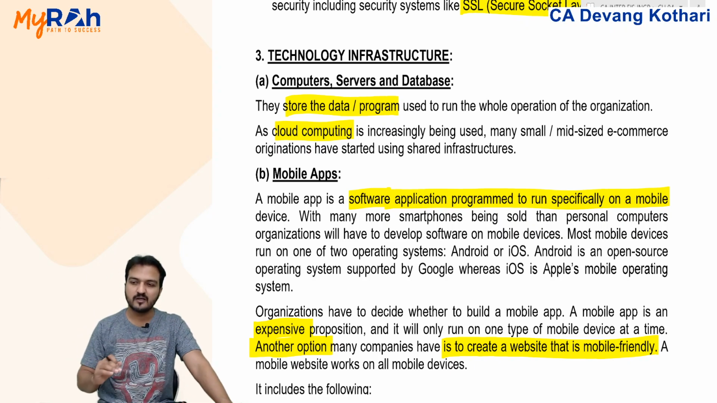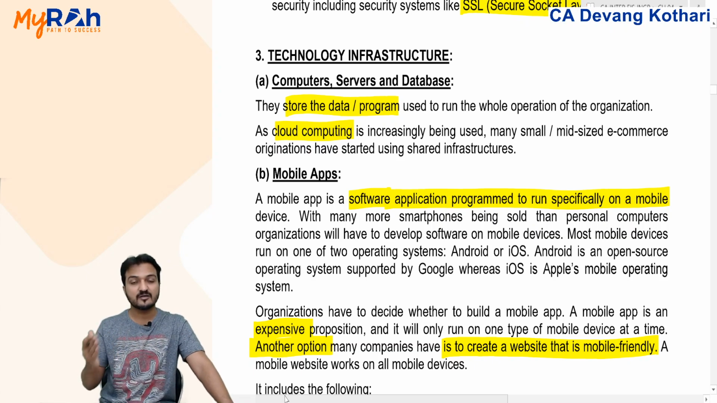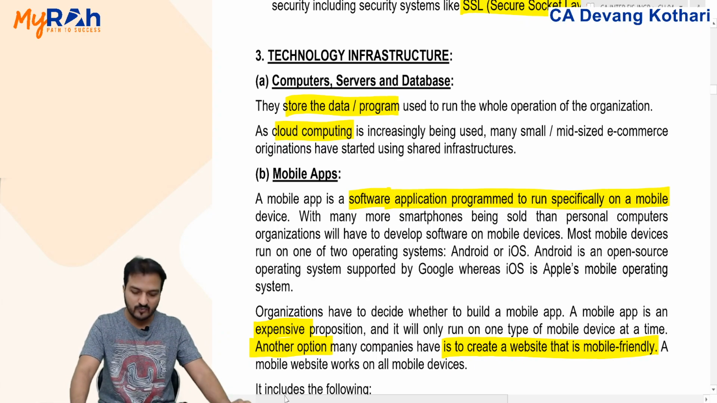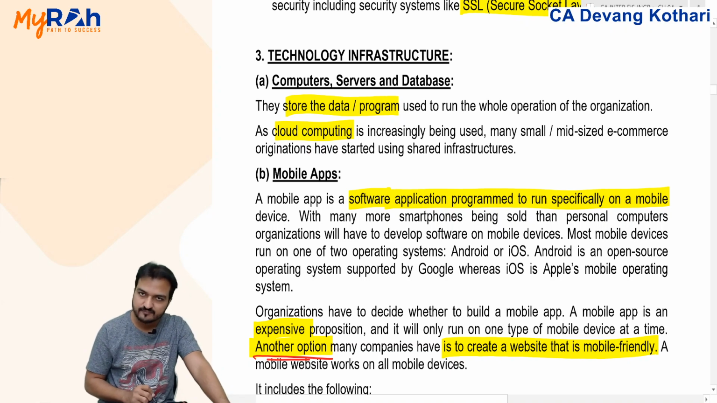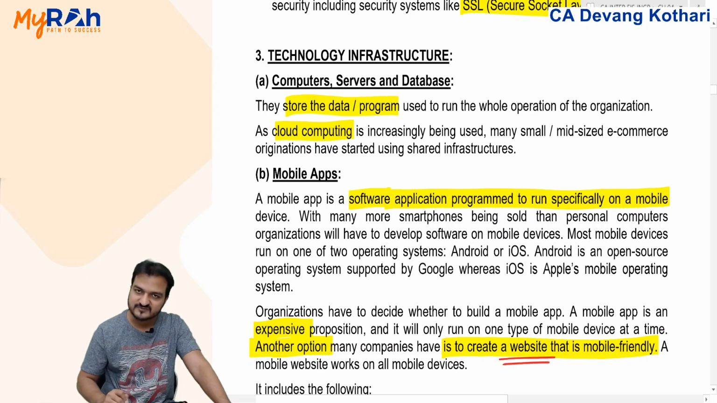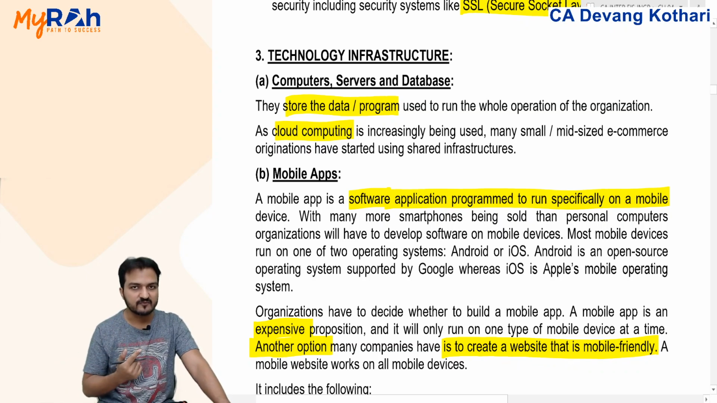Why? Because if they develop a mobile app, they'll have to develop a separate mobile app for each platform, like OS. Say I'm using an Android phone, they'll have to develop a separate mobile app for Android phones, a separate mobile app for iPhones and all. That makes it expensive. Instead, certain vendors have another option: instead of creating a mobile app, they'll just create a mobile website which is mobile friendly. So now either Android phone or iPhone, both of them can access the same website through their respective web browsers.